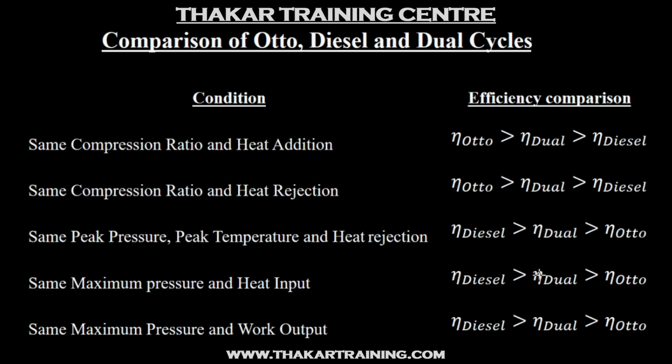In all the cases, we found that the dual cycle is in between the other two cycles. Alright. When you had the same maximum pressure and heat input, what again you found was the diesel cycle is the most efficient, the Otto cycle is the least efficient. And the same happened when you had the same maximum pressure and work output, which is the last case that we just saw. Alright. So I hope you have followed all the comparisons that we have done.